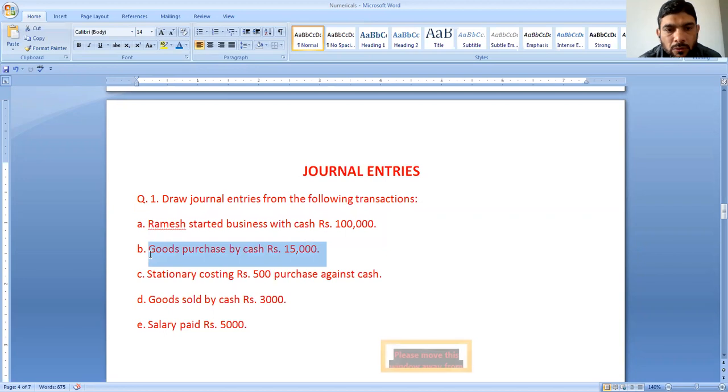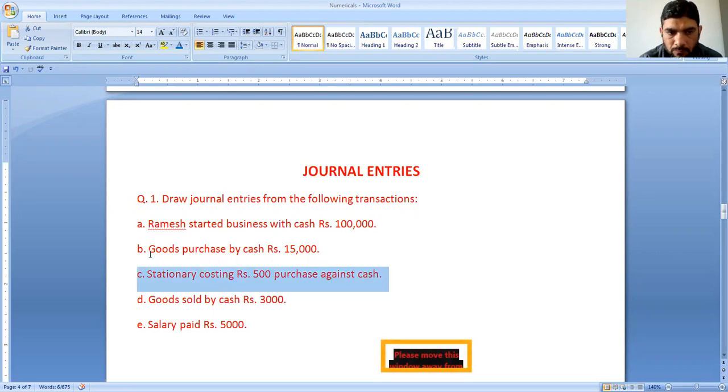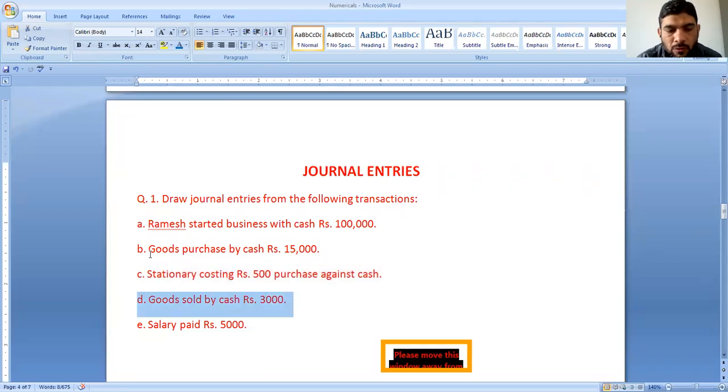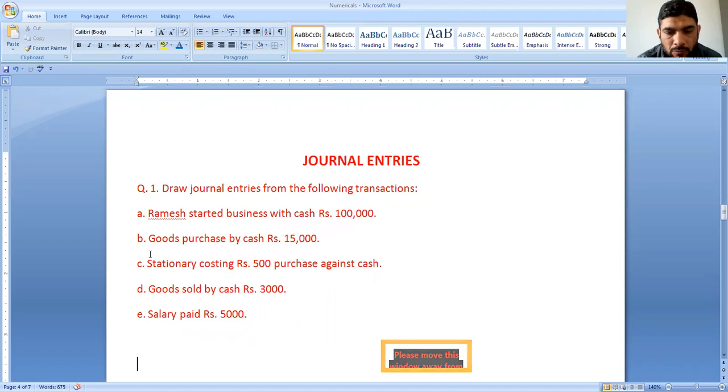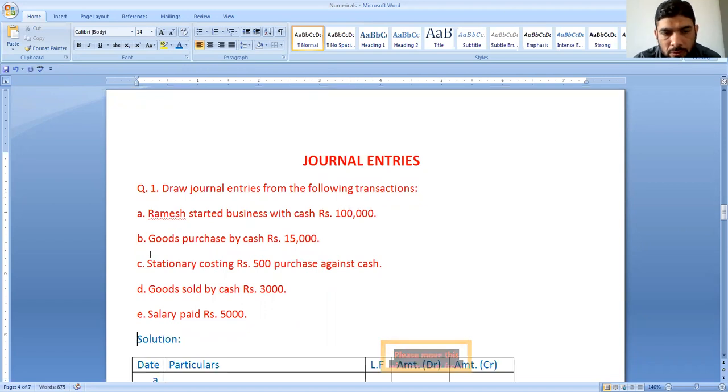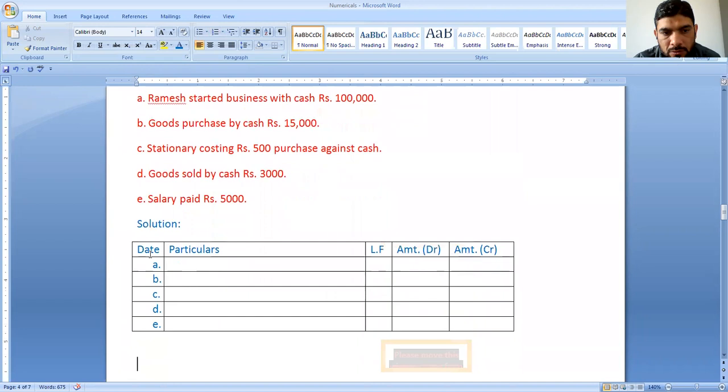Second one is goods purchased by cash rupees 15,000. Third transaction is stationery costing rupees 5,000 purchased against cash. Fourth transaction is goods sold by cash rupees 3,000 and the last one is salary paid rupees 5,000. So we have to draw a format for the transactions. The format is like this.